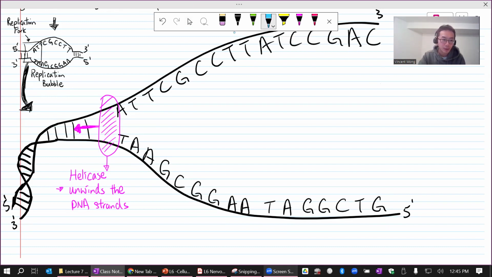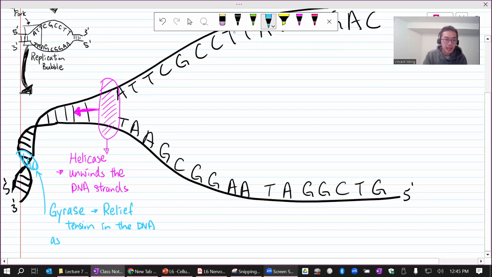There's another enzyme that is later on, right, in the twisted portion of the DNA, and this guy is called the gyrase. Gyrase, and the function of the gyrase is to relieve tension in the DNA as it is being unzipped. Okay.